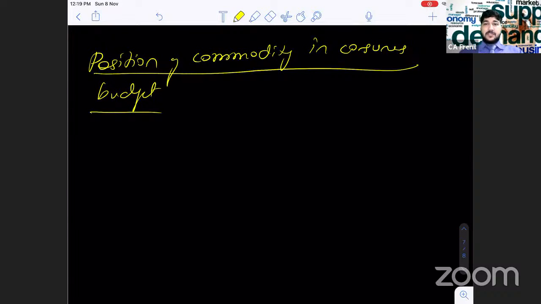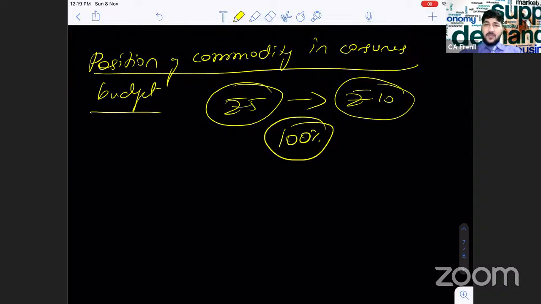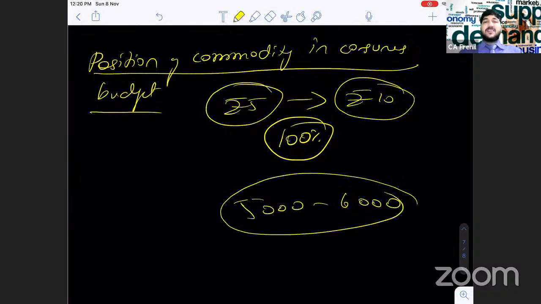Now for example a matchbox costs you 5 rupees, and let us say the price rises to 10. That is a 100% increase. So will you stop buying matchboxes? No, because you are buying items worth 5,000 or 6,000 rupees every month for grocery, and 5 to 10 rupees doesn't make a big difference. So you have to see what is the position that the commodity holds in a consumer's budget.